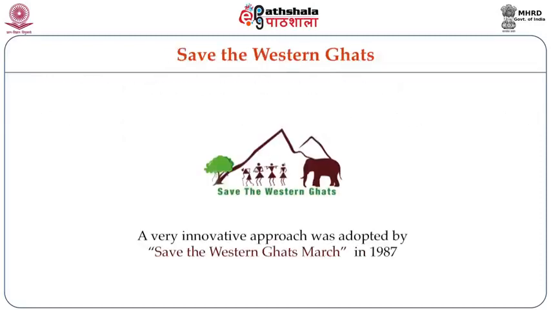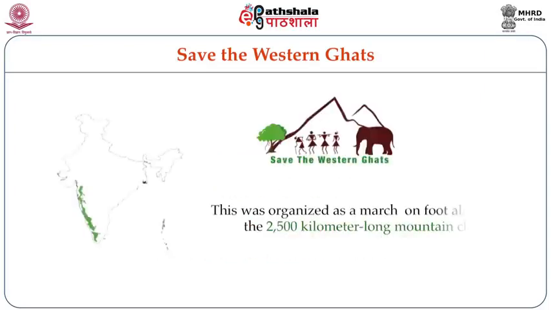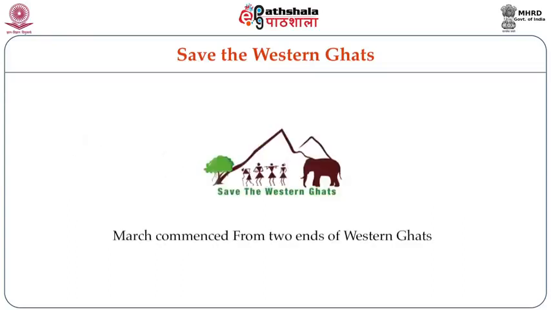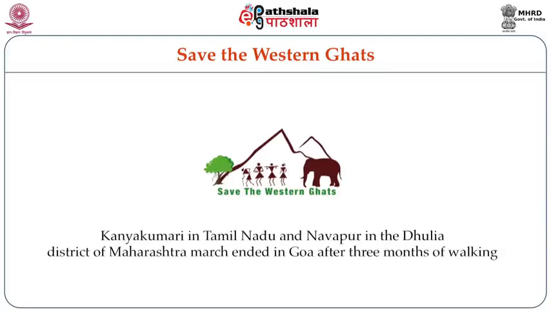A very innovative approach was adopted by Save the Western Ghat March in 1987. This was an organized march on foot along the 2,500 kilometer long mountain chain of the Sahyadris. Over 150 voluntary organizations from Goa, Tamil Nadu, Karnataka, Maharashtra, and Gujarat had joined this. The march started from two ends of Western Ghats, Kanyakumari in Tamil Nadu and Nawapur in the Dhulia district of Maharashtra. The march ended in Goa after 3 months of walking.